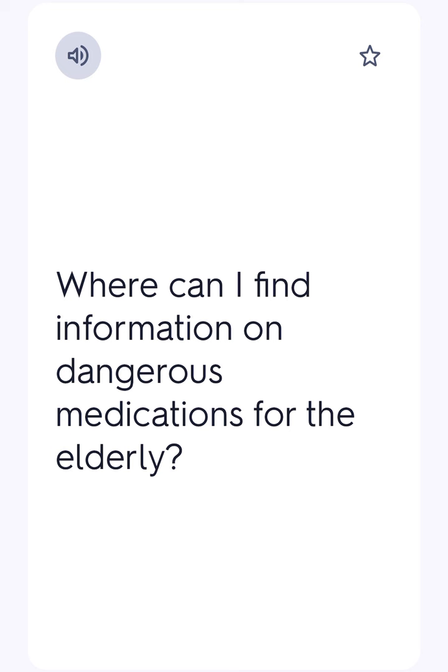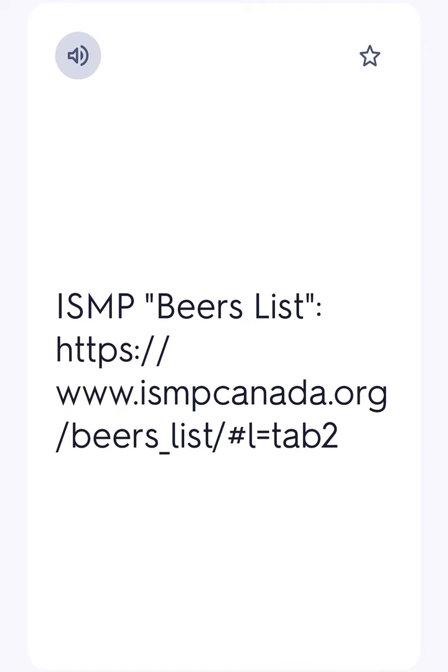Where can I find information on dangerous medications for the elderly? ISMP Beers List.